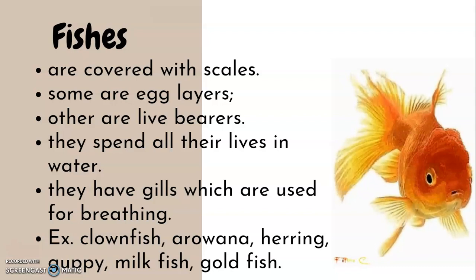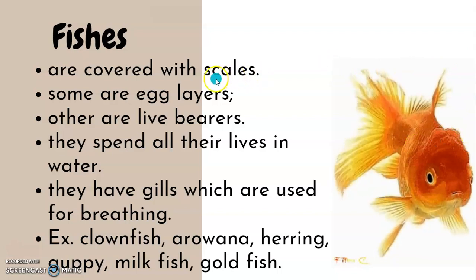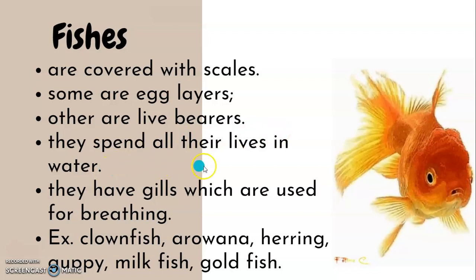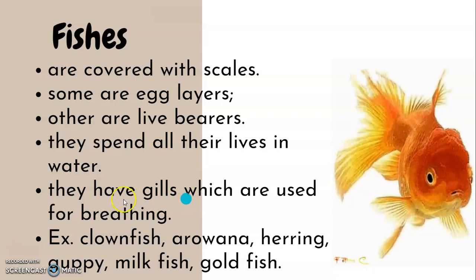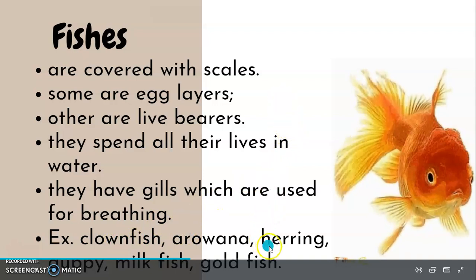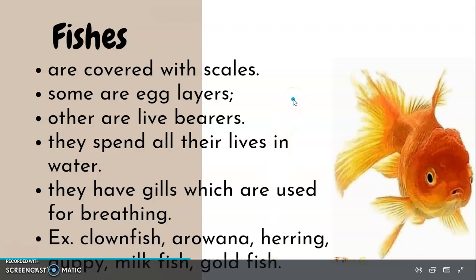Fishes are covered with scales. Meron silang mga kaliskis. Some are egg layers, yung iba'y nangingitlog. Others are live bearers o nanganganak. They spend all their lives in the water. They have gills o meron silang hasang na ginagamit to breathe under the water. Examples of these are the clownfish, arowana, herring, guppy, milkfish, and goldfish, and a lot more.